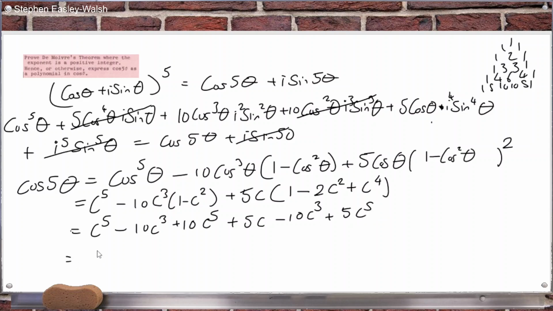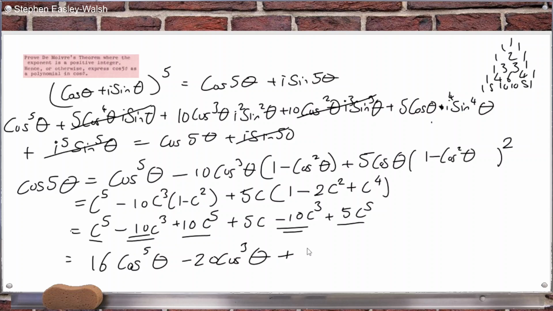So how many cos to the power 5s do I have? I have 1 here, 10 here, and 5 here. So that's 16 cos to the power 5 theta. And then onto the cubes, I have minus 10 here and minus 10 here. So that's minus 20 cos cubed theta. And then the last one is plus 5 cos theta.